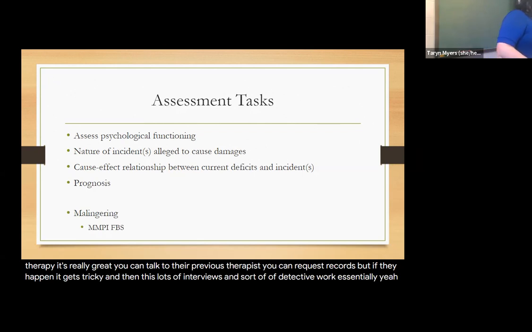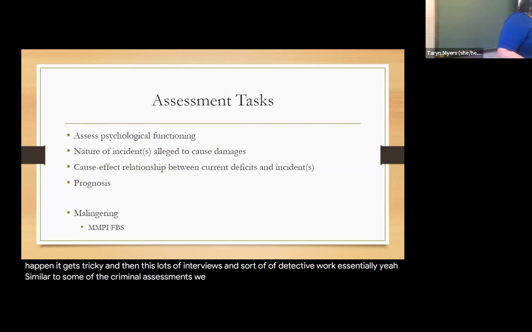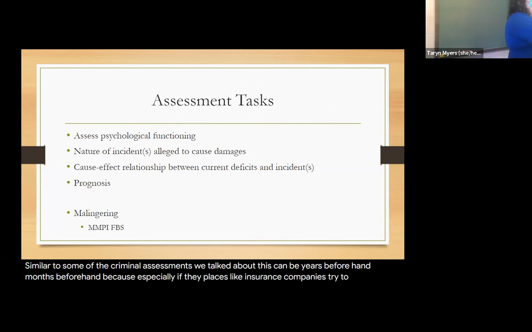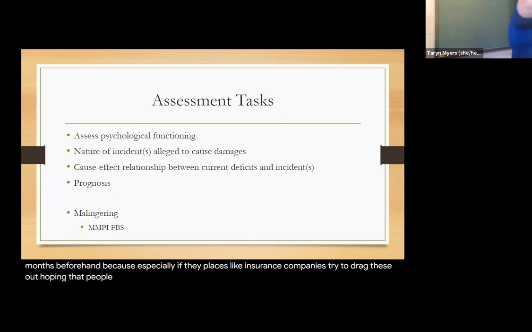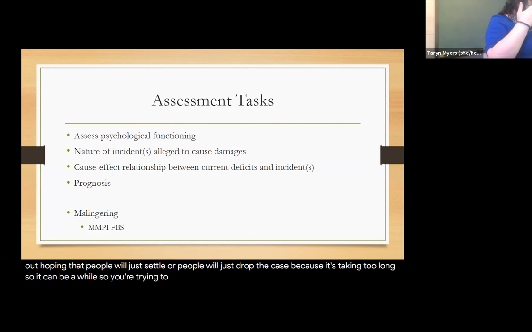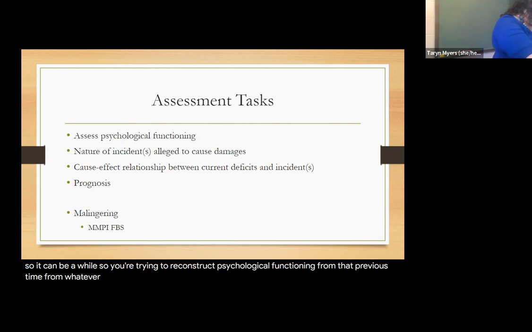And this, similar to some of the criminal assessments we talked about, can be years beforehand, months beforehand, because especially places like insurance companies try to drag these out, hoping that people will just settle, or people will just drop the case because it's taking too long. So it can be a while. So you're trying to reconstruct psychological functioning from that previous time, from whatever data you can find.